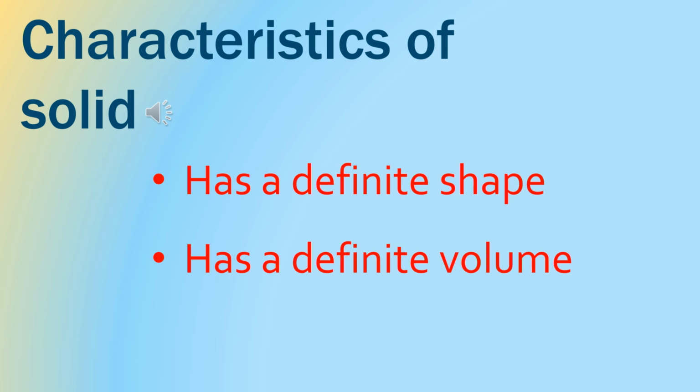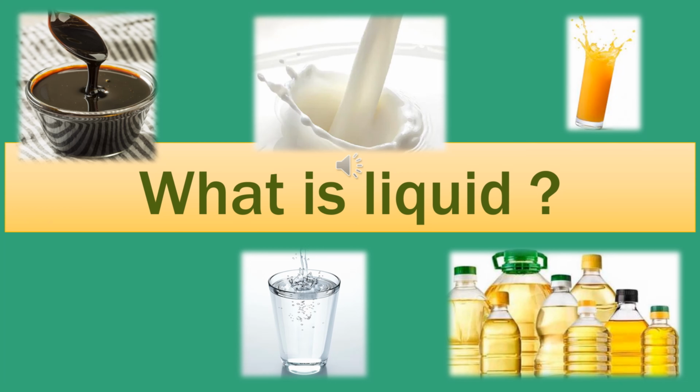The shape of a solid does not change easily. They have a definite shape. Also, there is a definite volume for a solid. Then, the characteristics of solids are that a solid has a definite shape and a definite volume. You already know what a solid is.